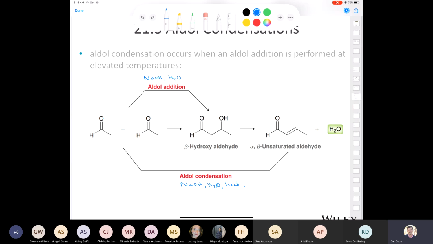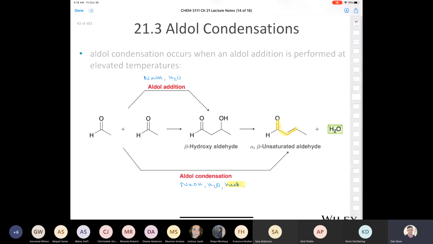Now, you might notice that the conditions for aldol condensation are only a little bit more vigorous than the conditions for aldol addition. So the driving force of the aldol condensation reaction is in fact the formation of a conjugated system, right? It goes double bond, single bond, double bond. And that is what pushes the reaction equilibrium forward. That's the driving force of the reaction, the formation of that conjugated system. Well, let's talk about the mechanism of aldol condensation.